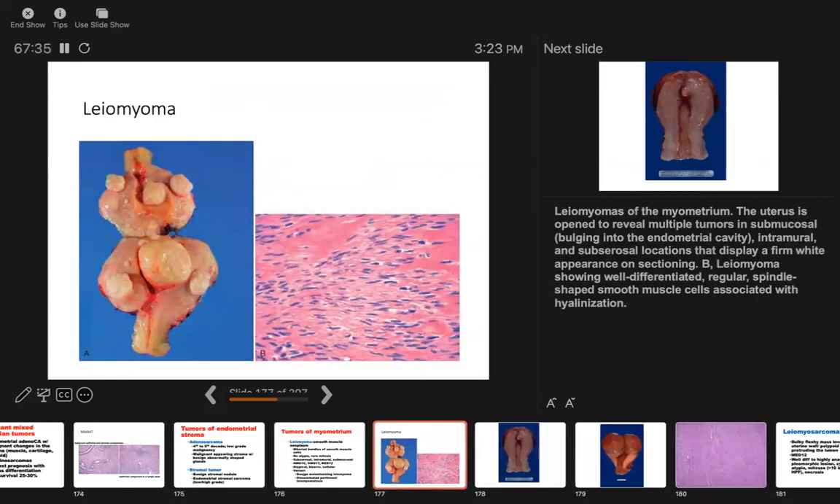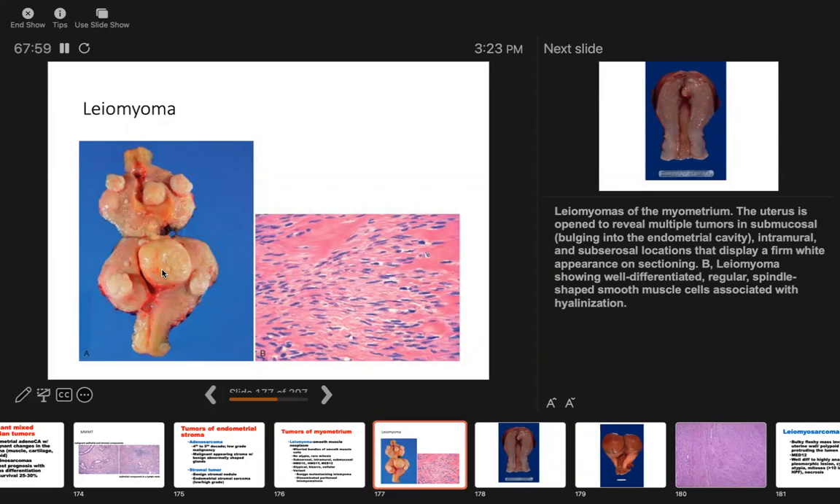So this is an example of a uterus that is bisected. It's actually a flap made, one of which is on this side and this side. Put that together, you have the uterus. So let us orient first the specimen. That's the uterine cavity. This is the cervix. And these are the leiomyomas that we're talking about.